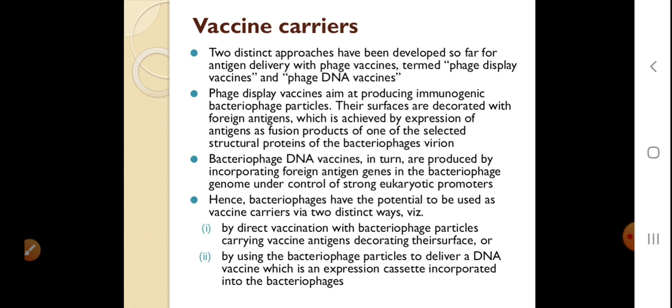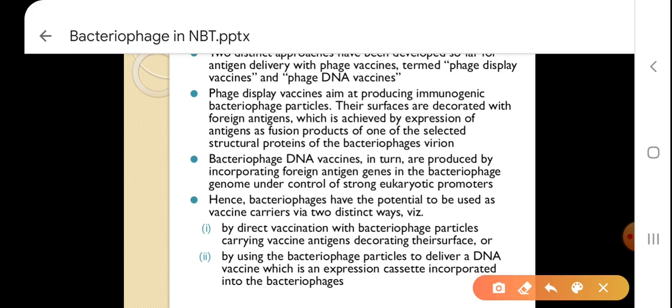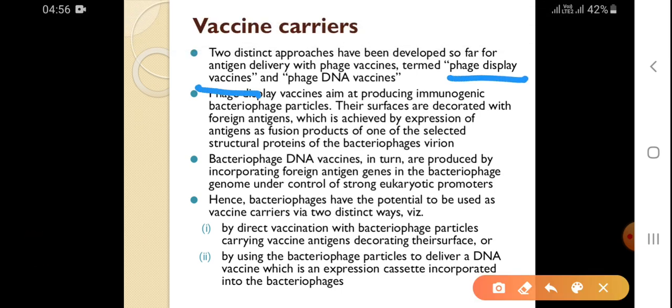Now there are two approaches for this. One is the phage display vaccine, the other is the phage DNA vaccines. Now in phage display vaccines, what is the procedure? So here they aim at producing immunogenic bacteriophage particles. Now here again the surfaces are decorated with foreign antigens. In the bacteriophage display, what we did, we made a change to the DNA such that it is going to express the foreign protein on the surface.